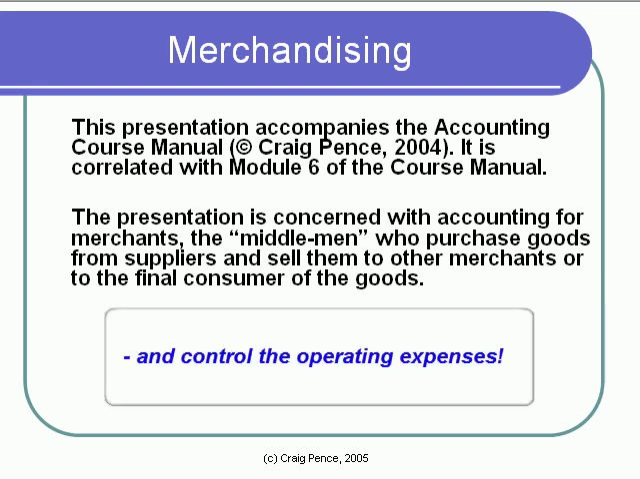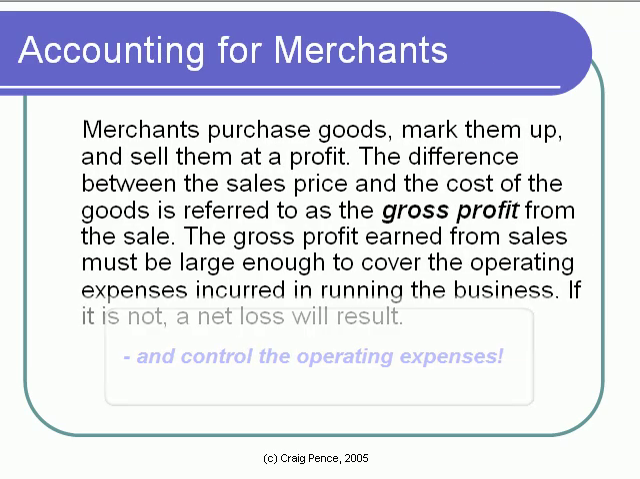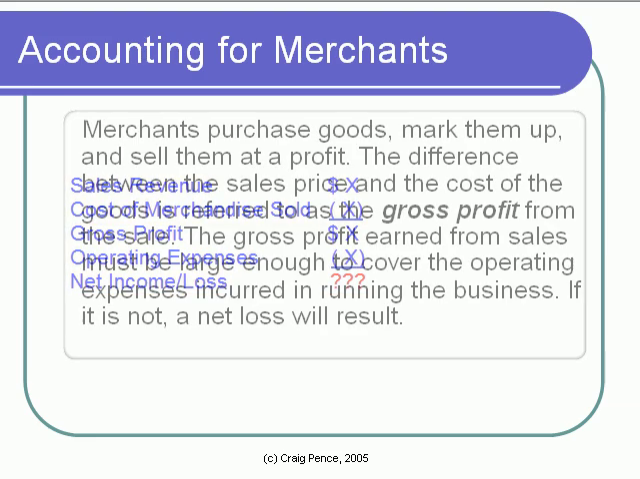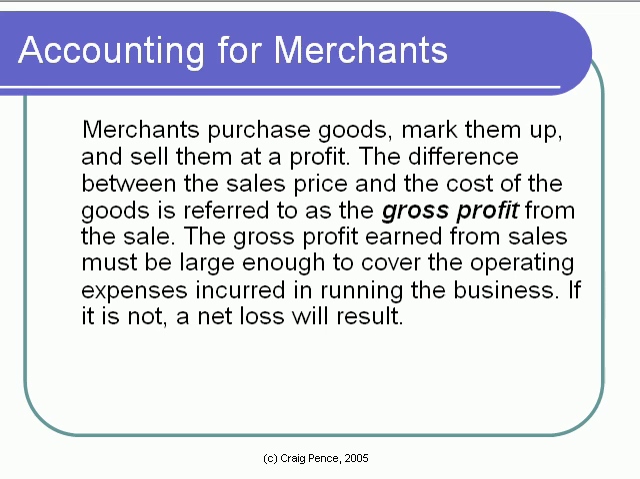The difference between the selling price of the goods and the cost of the goods is referred to as the gross profit from the sale. If enough gross profit is received from the sale of the goods to cover the operating expenses of the business and still leave a profit, then our merchant is successful. In order to account for a merchant's operations, we'll need to be able to record the purchase of the inventory items and then their final sale.